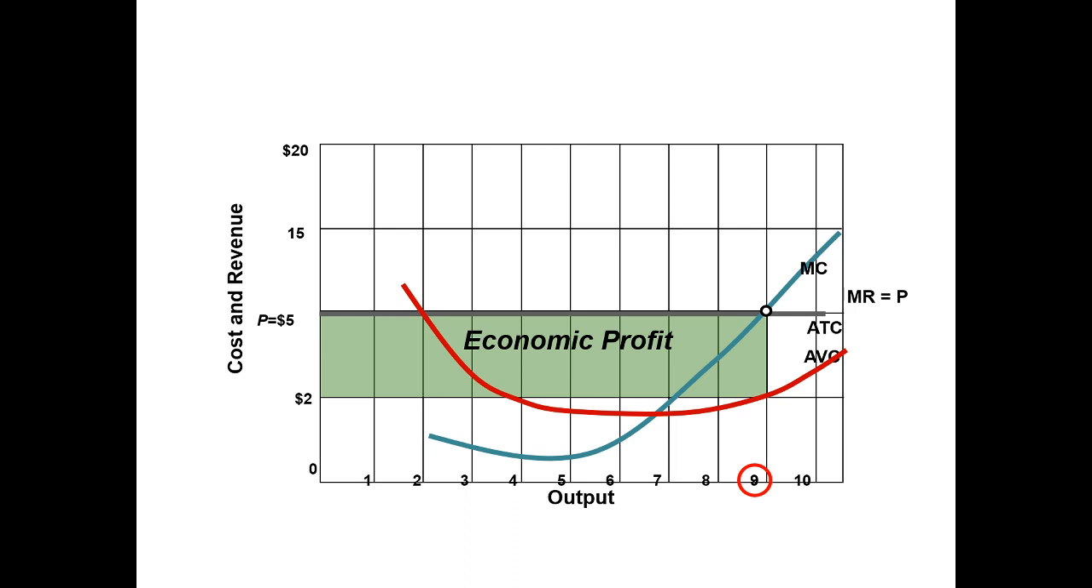of $27. If you wanted to do it the other way, just to double check yourself, take your price, which is 5, subtract it from your average total cost. So 5 minus 2 is 3. So your profit per unit is 3. You're making 9 units. 3 times 9 is 27. That is your economic profit, because the economist has already included the entrepreneur's opportunity cost into their total cost, right? So that's the first one we want to talk about.